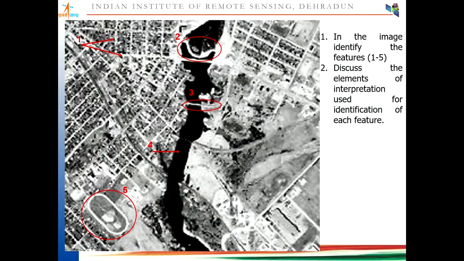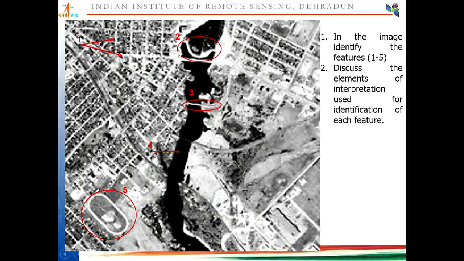Right? Now we'll just do a small exercise. You can do it on your screens. Using the elements of interpretation, I would like you to go through these features marked 1 to 5, and then let us see if we can interpret these features. So number 1, linear features. These are roads. So the shape and tone would be characteristic features which you would use to interpret these.